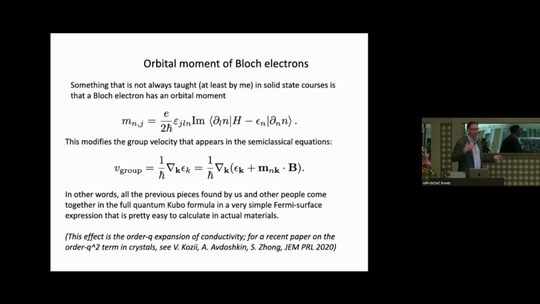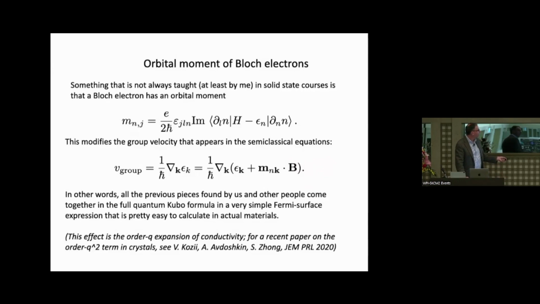I told you about the anomalous velocity, which is one big thing that happens when you go into a crystal from geometry. But a second thing is that even the group velocity, which is just the momentum derivative of energy, think about how that's going to work in a magnetic field. So there'll be an extra term, which is magnetic moment dotted into magnetic field.